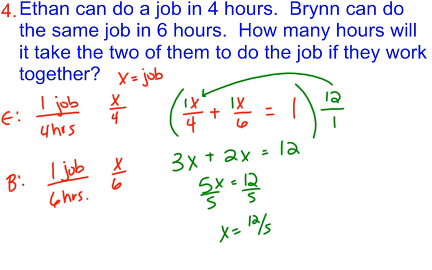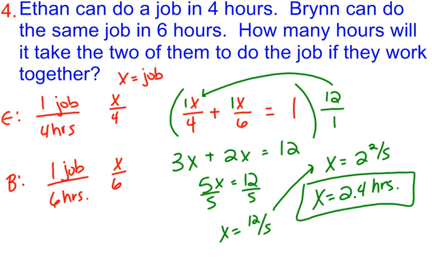So it says x is how long it takes to do the job, right? So it takes them 12/5 hours, which doesn't seem like a way we'd answer it, does it? So let me make that a mixed number once. 2 and 2/5. So we're going to say it takes them 2.4 hours. If you really wanted to convert that to minutes, you could, but I think 2.4 hours is close enough. If you would have guessed 2.5 hours, that'd be a great estimate for this problem also.